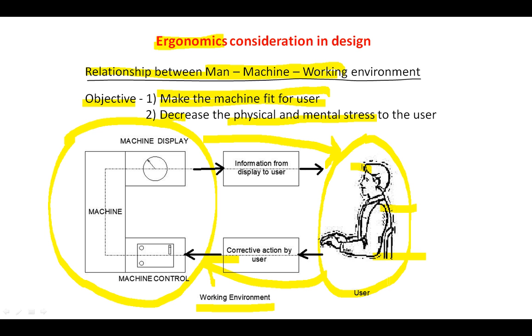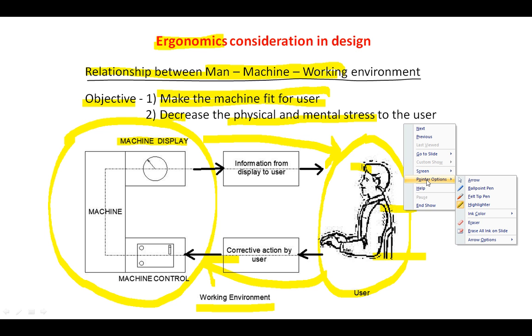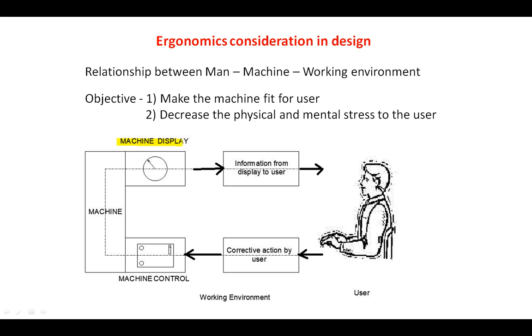So now consider this a closed loop system. Here it is a machine and a user. So in a machine there are two contact points with a user. The first contact point is a display, the machine display. This is a machine display. So a user will read this display by looking at it.